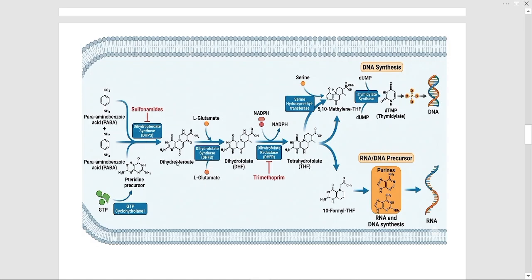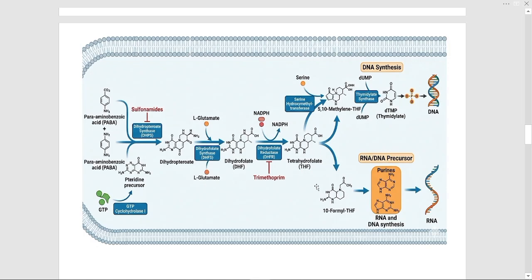Now, once we have got the dihydropteroate, the next step is we've got another enzyme called dihydrofolate synthase. So dihydrofolate synthase converts the dihydropteroate into dihydrofolate. Once we've got the DHF, another enzyme that is involved here is dihydrofolate reductase, which converts this DHF into tetrahydrofolate.